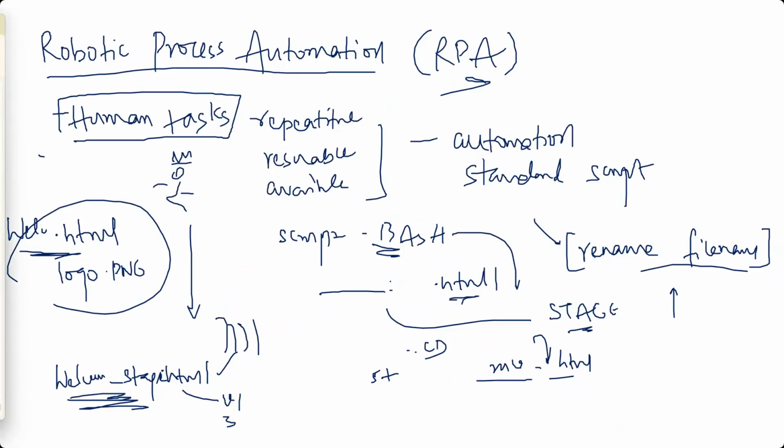Any thoughts? Sir, can you repeat your question? Can you think about any human tasks where you can automate through Bash or any other scripting language which are human tasks in nature? Sir, like in DevOps. In general, any developer tasks, my question is, provide any developer tasks where you can automate using simple scripts.